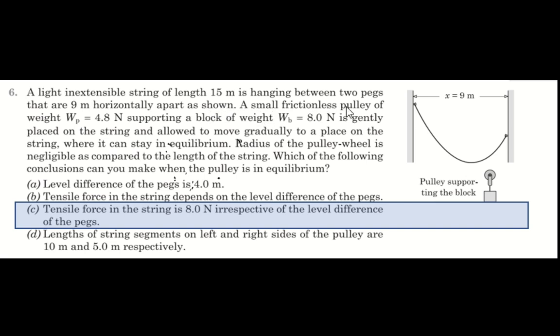A small frictionless pulley of weight supporting a block of weight is gently placed on the string and allowed to move gradually to a place on the string where it can stay in equilibrium. Radius of pulley wheel is negligible as compared to the length of the string. Which of the following conclusions can you make when the pulley is in equilibrium?